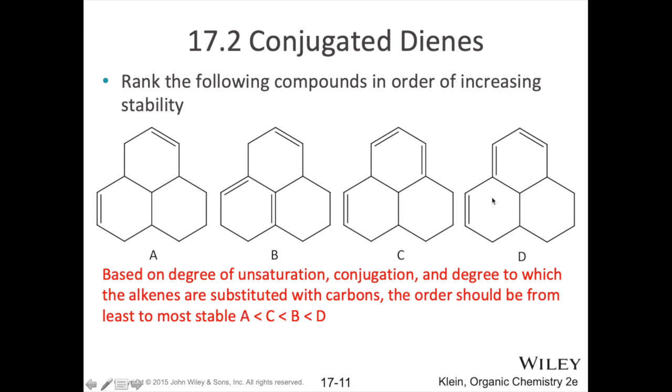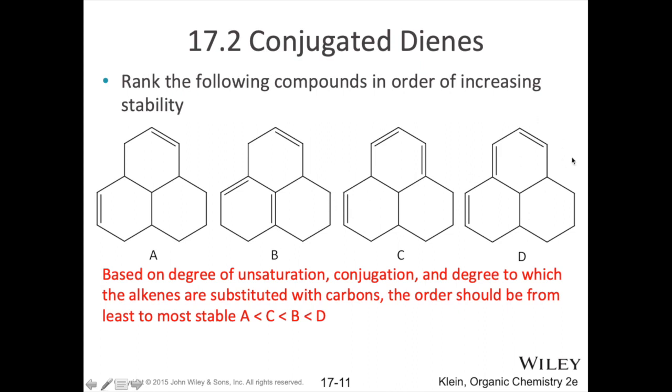Now, if we look at the other examples, notice that we have conjugated systems. So here we have these two double bonds linked together by 4 sp2 hybridized carbons. So we've got a system of 4 carbons there. Likewise, here's another system of 4 carbons. Okay, and in both cases, we have a third double bond that's isolated from the others.